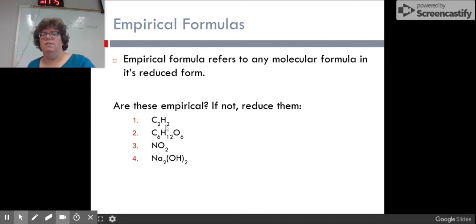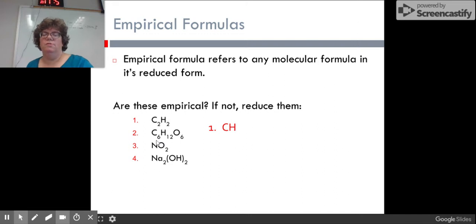So like number 1, C2H2. It is not empirical. Both of these are 2's, so I can reduce it just to CH, 1 C and 1 H. Basically I've divided both these numbers by 2, and that's the empirical formula.